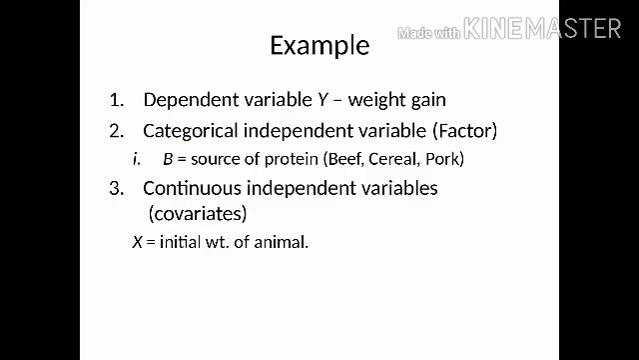For example, here we are taking the dependent variable y as weight gain, and the categorical independent variable is considered as the factor. That is, here we are taking the sources of protein as the independent categorical variable. The sources of protein are divided into three categories: beef, cereal, and pork. And the continuous independent variable, which is considered as the covariate, is the initial weight of the animal.